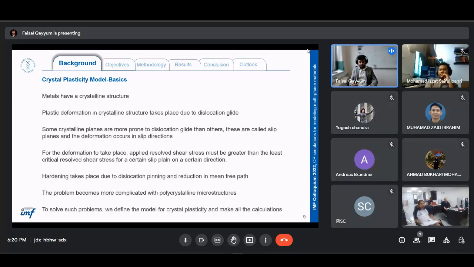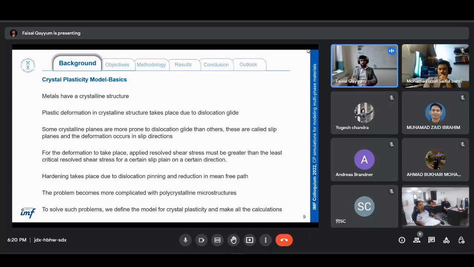Now, when we go further, what we have understood so far is that metals have crystalline structure, and the plastic deformation in crystalline structure takes place due to dislocation glide. The happening of this dislocation glide, for some crystalline planes, is more prone than for others. These are called slip planes, and the deformation occurs in those slip planes. For the deformation to take place, applied resolved shear stress must be greater than the critical resolved shear stress for a certain slip plane in a certain direction.